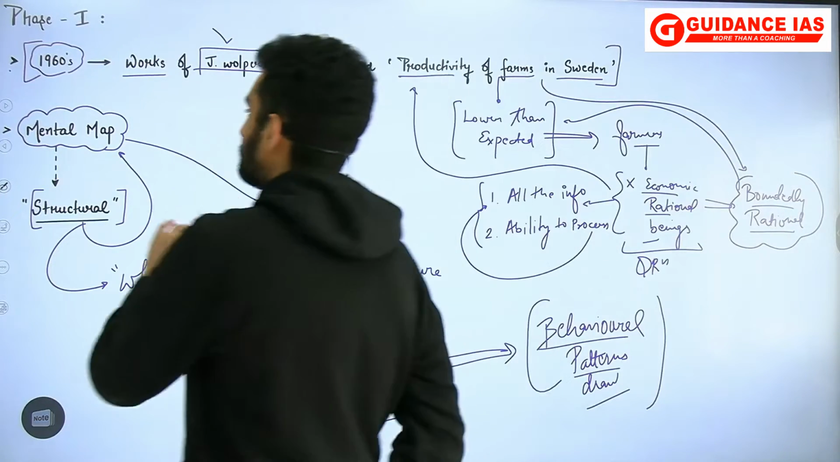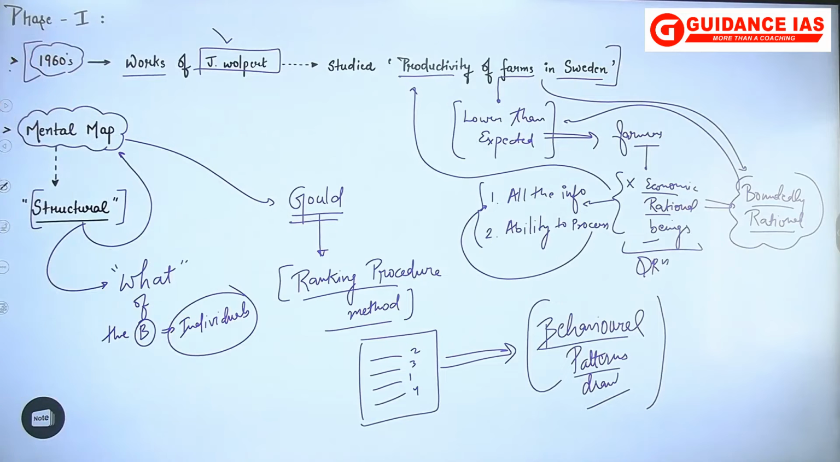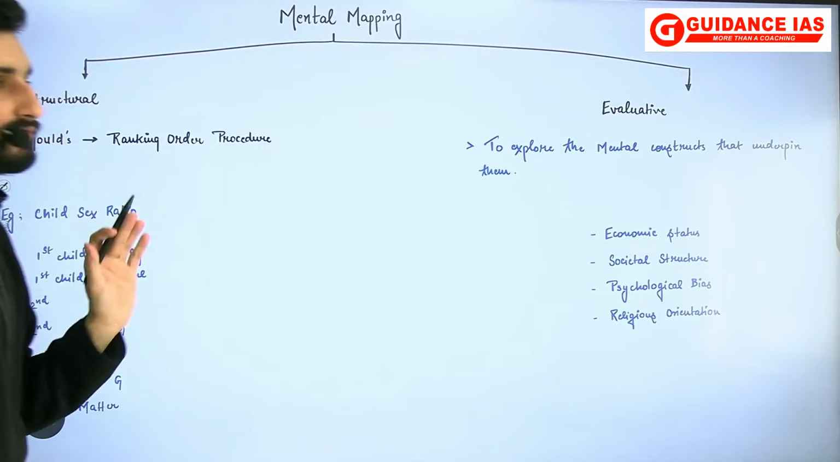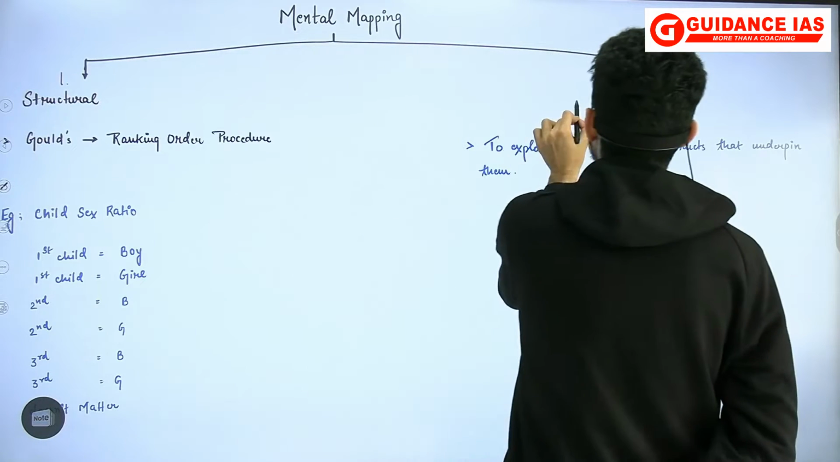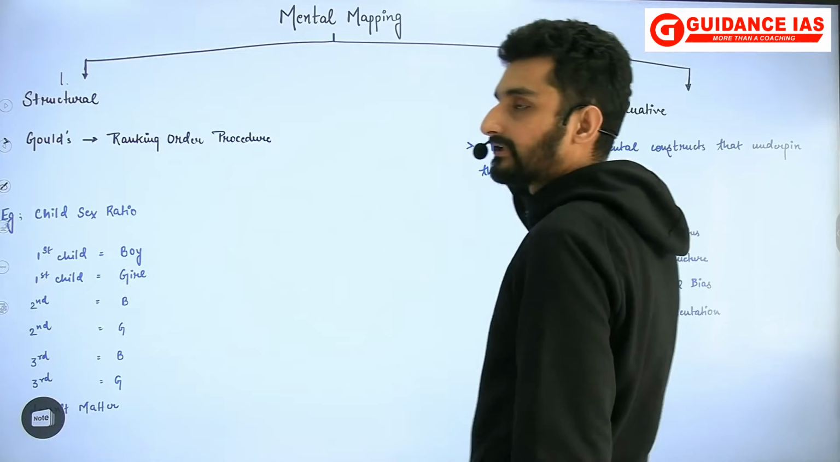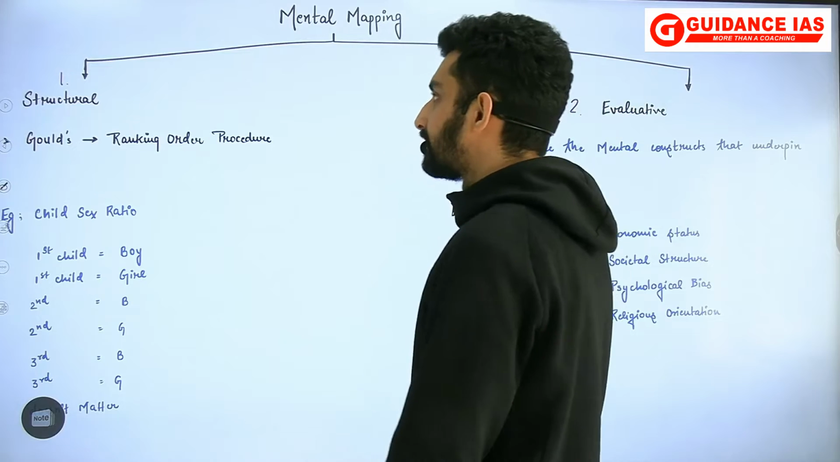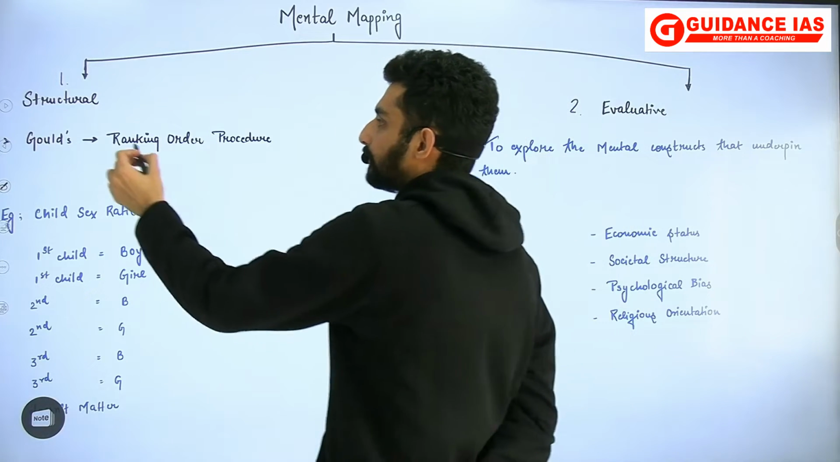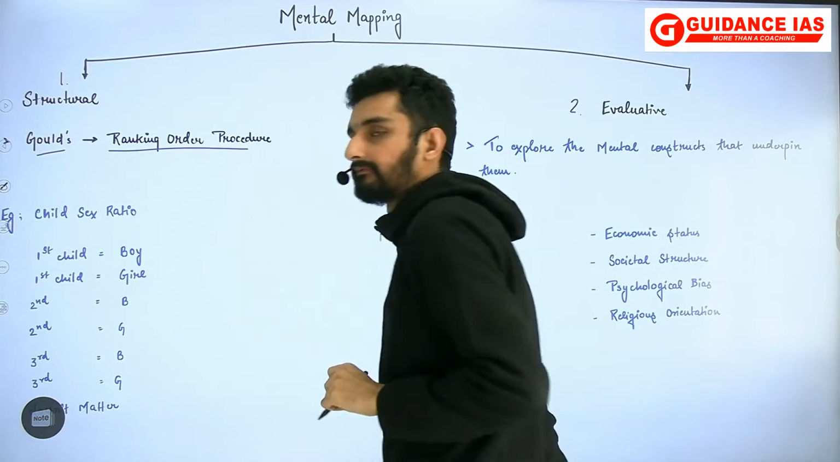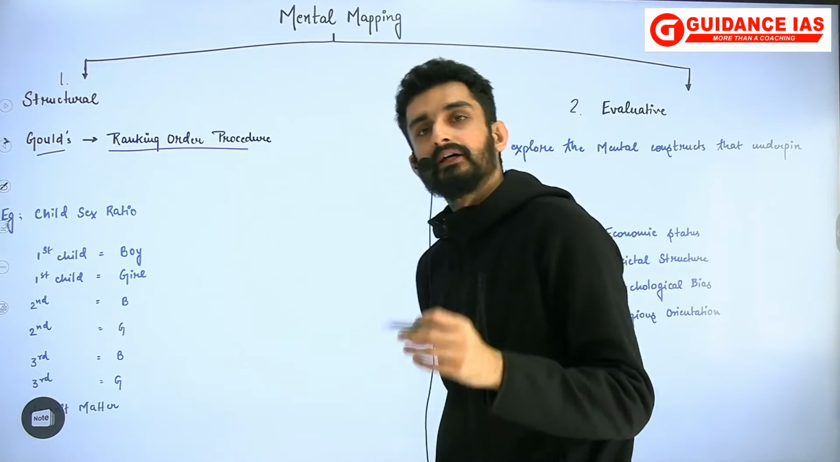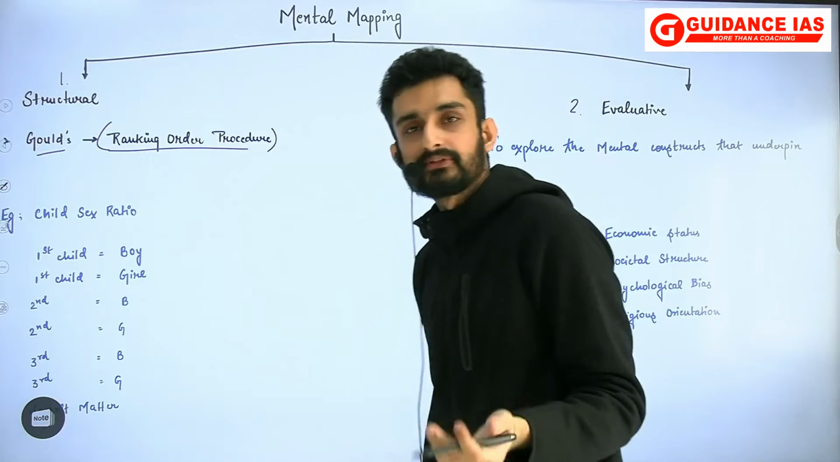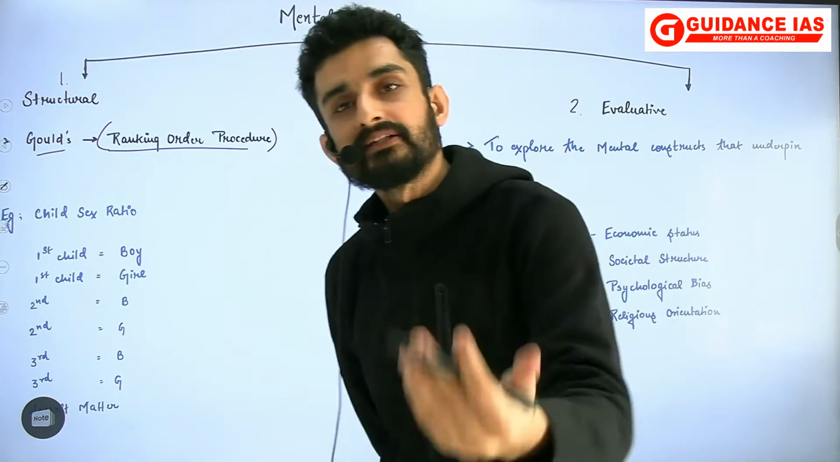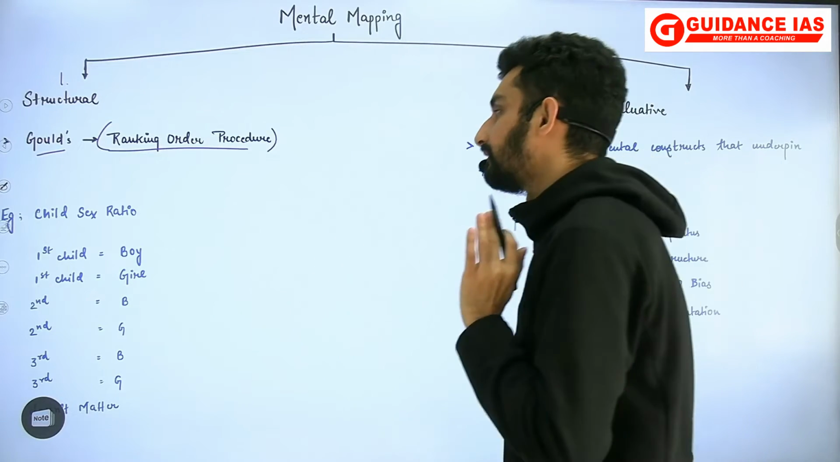So now I have made a particular chart of mental mapping. You have to remember this particular chart. So mental mapping is always of two types. That is, first is structural and second is evaluative. This we will see later, we will keep it for the second phase. This is for the second phase. So in the structural one, we have to study Gould's ranking order procedure, and I told you that the mechanism was that people were given a list of items and choices and people had to rank their choices according to their personal know-how.